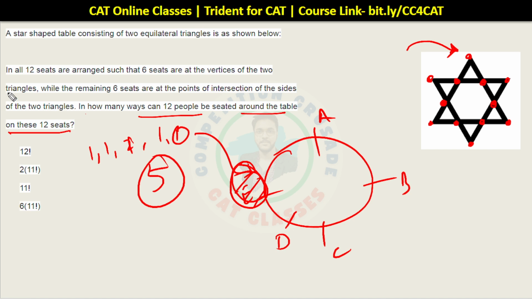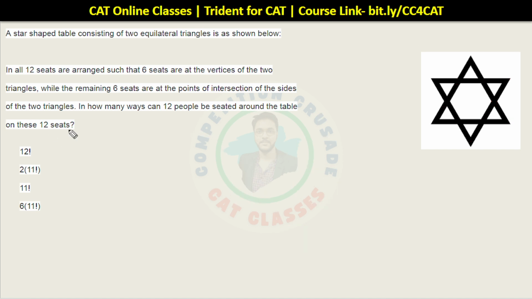So what is the difference? The only difference is that instead of a circular arrangement, this is more like a concentric arrangement in which you have 5 more seats inside. So nothing to worry. All you need to do is that it is going to be 11 factorial into 2 because of this, 2.